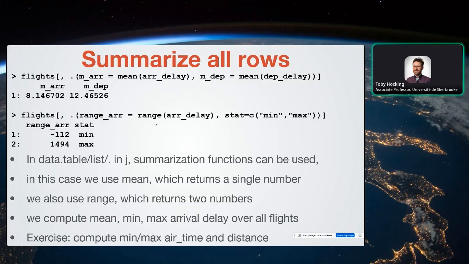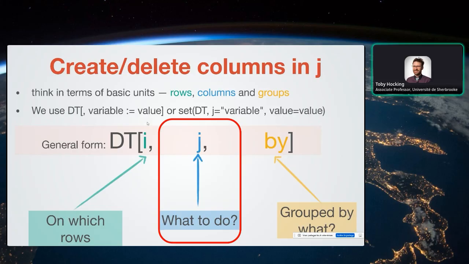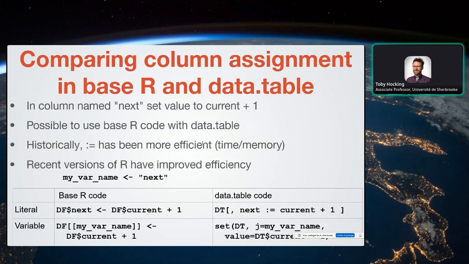Here we use the range function instead of the mean function, and so we get 2 rows back, 1 for the min and 1 for the max. And so that's how to compute using the J argument. We can also create and delete columns using the J argument. So let's show how to do that.